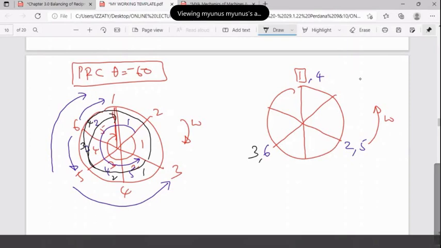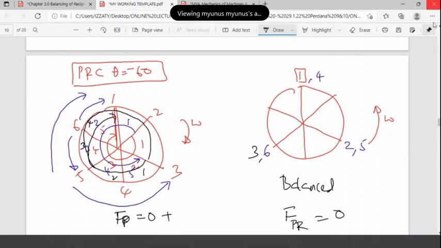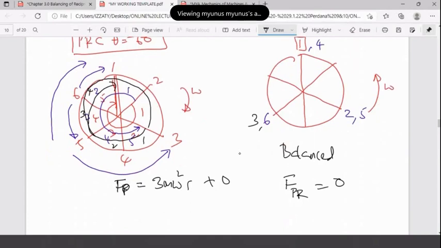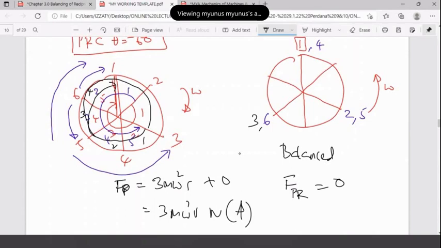So now, balance or not? What does it mean? It simply means that your F primary reverse is equal to 0. So you add up together for primary, equal to 0 plus F. It's not 0, just now you have 3m omega square r, plus 0. So you add up together, and that will give you 3m omega square r Newton pointing upwards. So that is the result for primary.